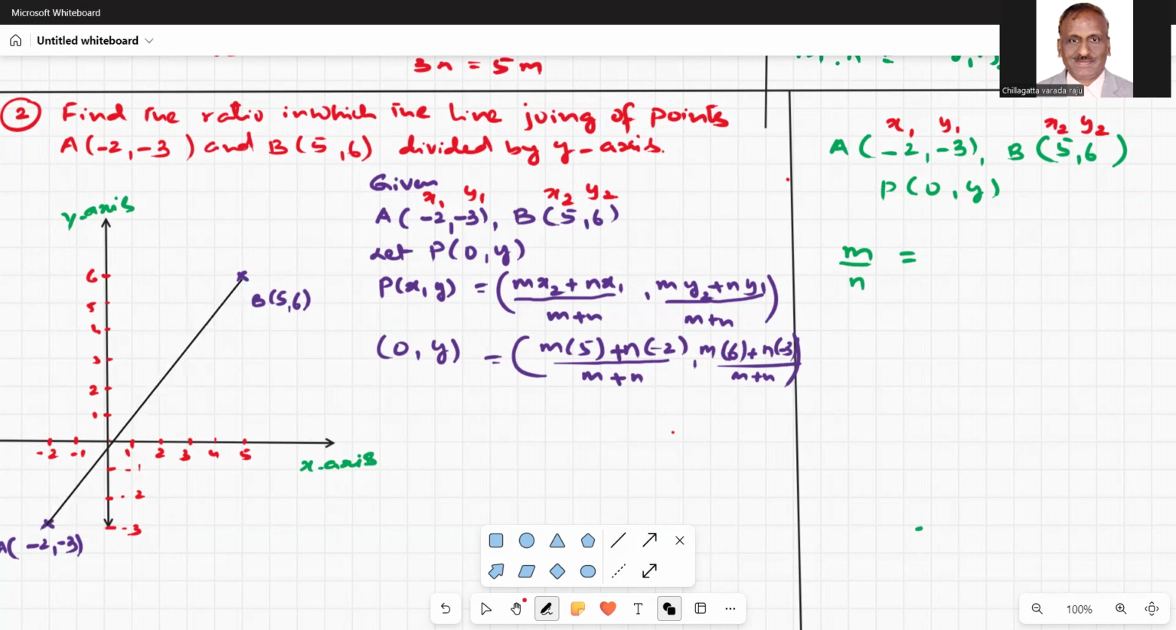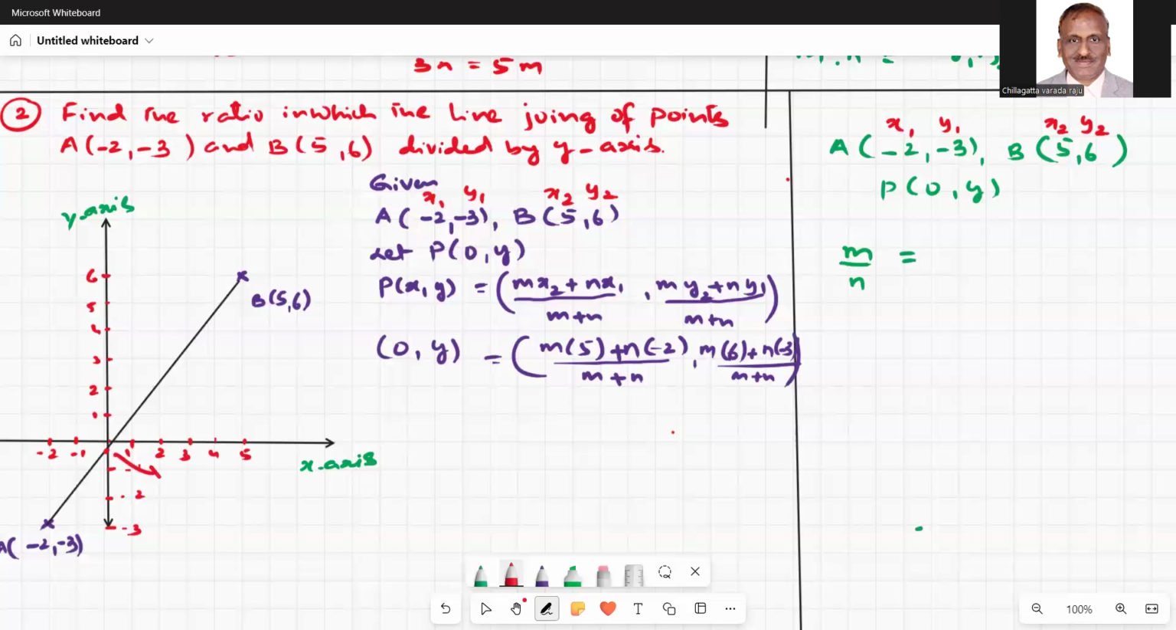Okay, sir. While doing this, the line joining the points is cut by the y-axis somewhere at this point, point P. On the y-axis, you know the x coordinate is 0, no? And the y coordinate, let me take it as y.